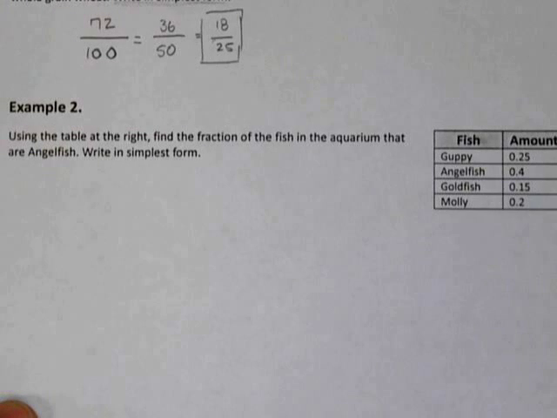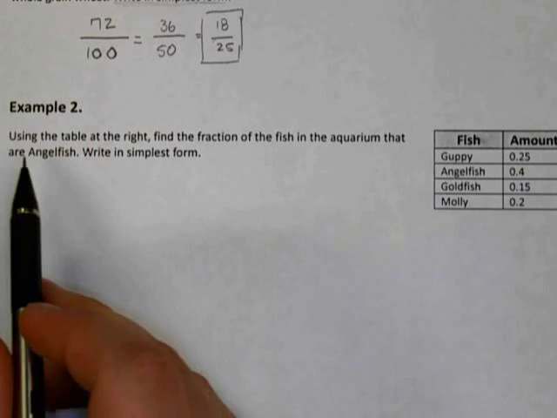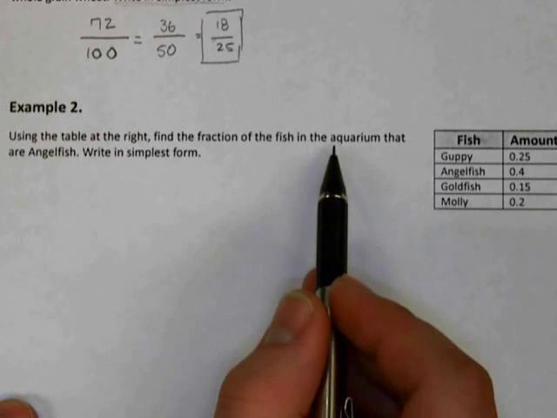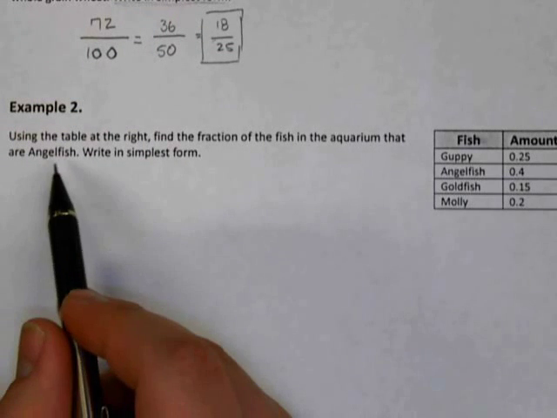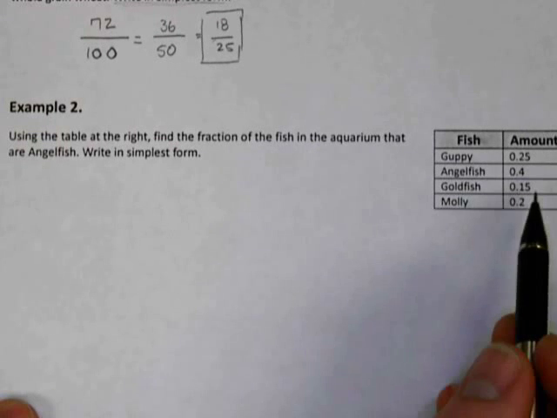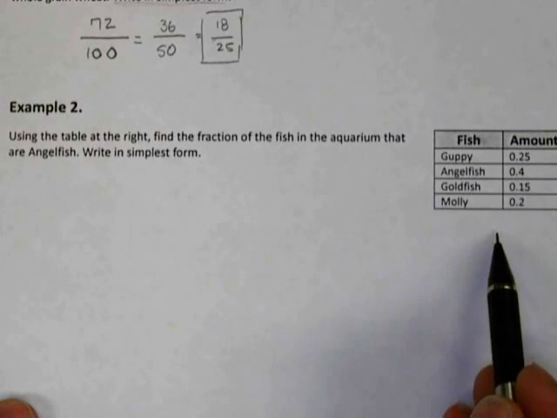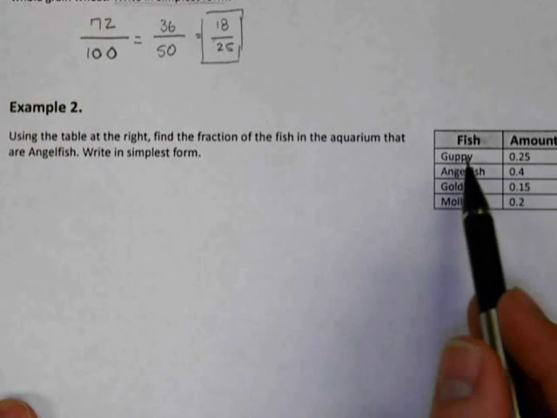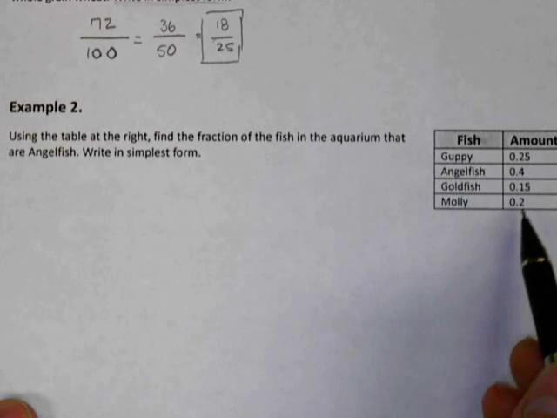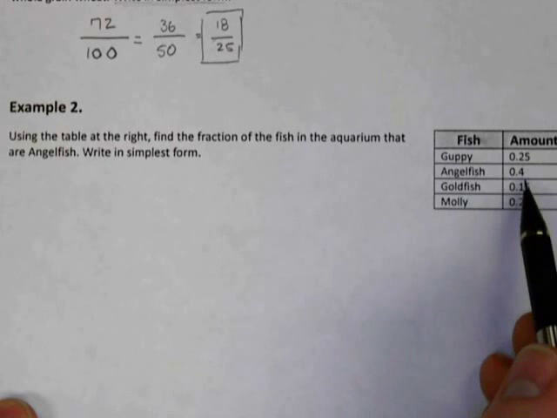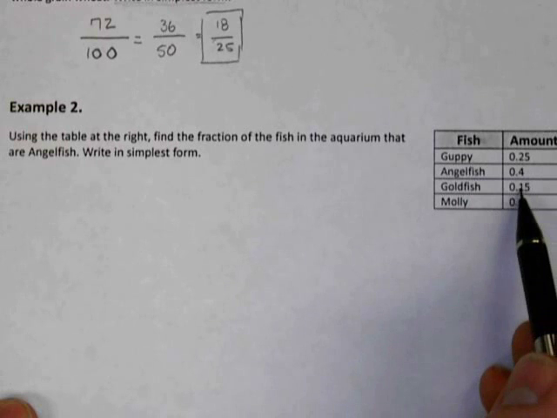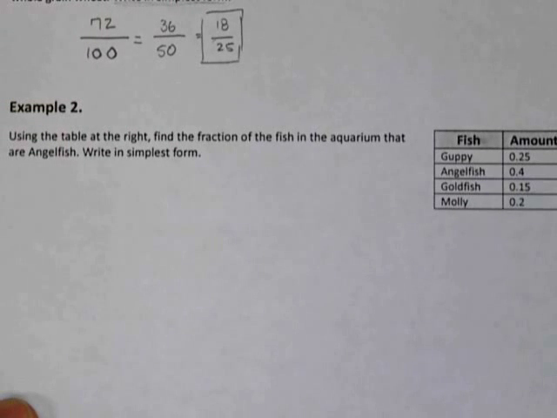So let's do example 2 now. Example 2 says, using the table at the right, find the fraction of the fish in the aquarium that are angelfish. Write in simplest form. So we have all these fish over here and the amount in decimal form of how many fish are in the aquarium. We could write all of these as percentages, like this would be 25% or 40% or 15%, 20%. But we don't need to do that.